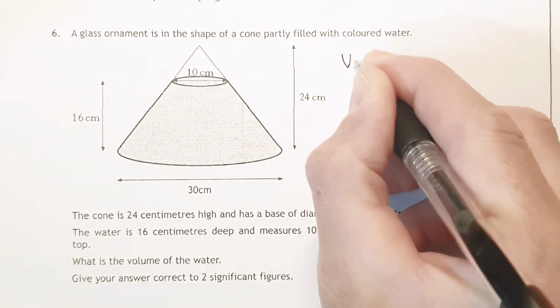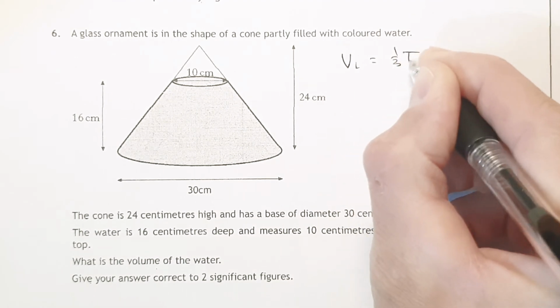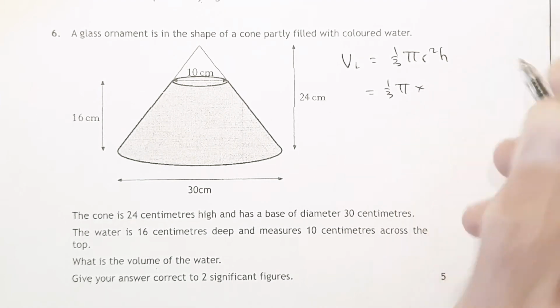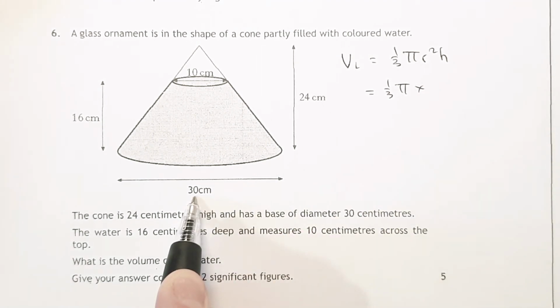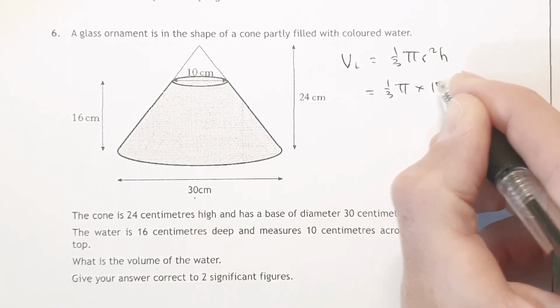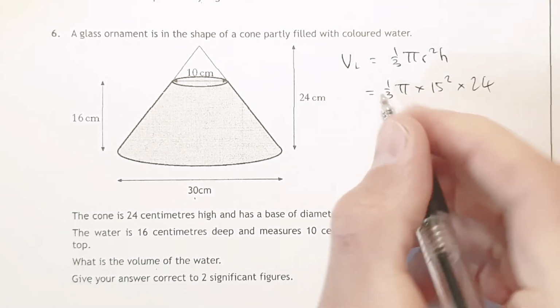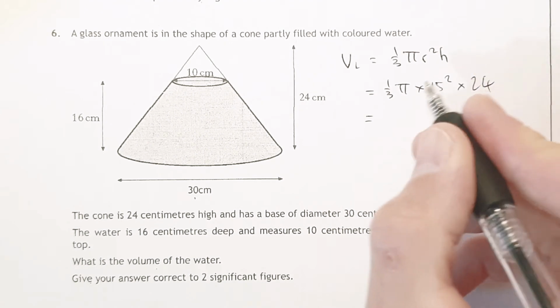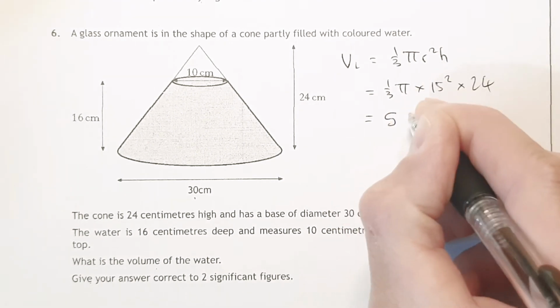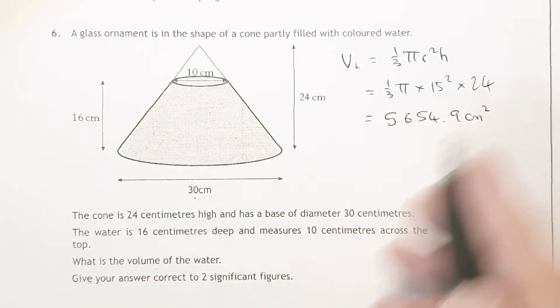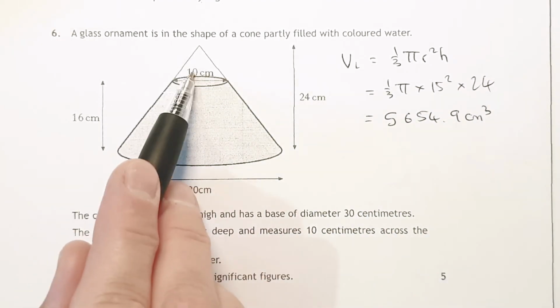So volume of the large one, and it's 1/3 pi r squared h is your formula. So it's 1/3 times pi, diameter is 30, radius has to be 15 then. The height of the whole thing is 24, and that comes to 5654.9 cubic centimetres. Cubic.